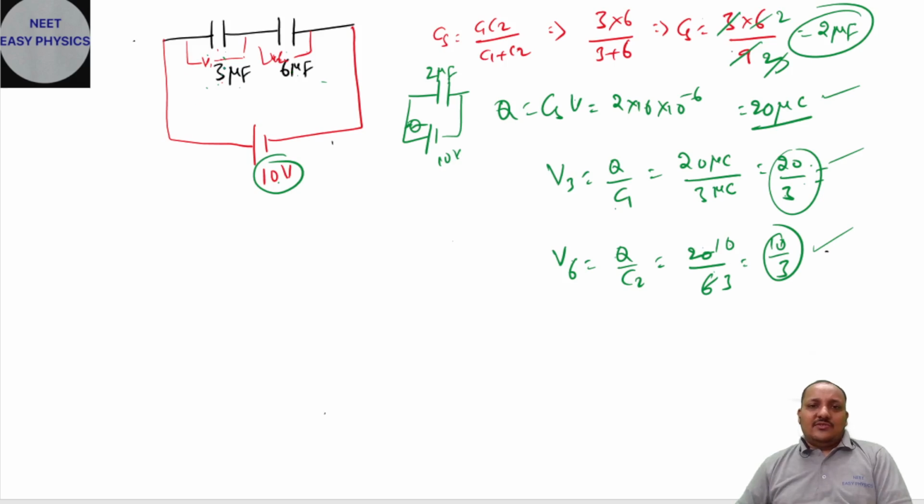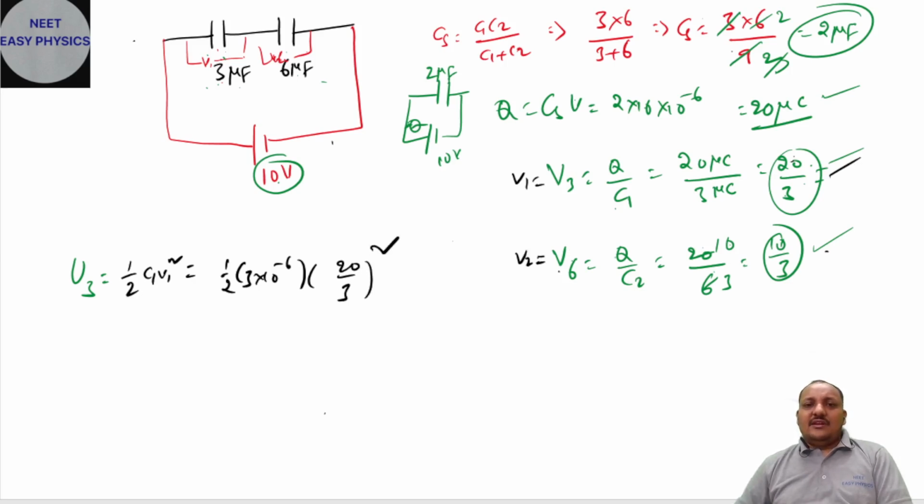Now, what is the energy stored in the 3 microfarad capacitor? They will ask that. We gave the energy formula. What is the energy formula? We gave 3 formulas. Any formula you can use. Half of C1 V1 squared. What is C1? C1 is going to be 3 into 10 power minus 6. What is V1? V1 means the voltage across the 3 microfarad, and V2 means the voltage across the 6. Therefore, 20 by 3, so 20 by 3 whole square. If we calculate this, we are going to get the energy.